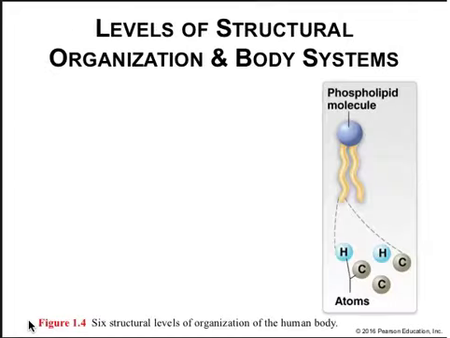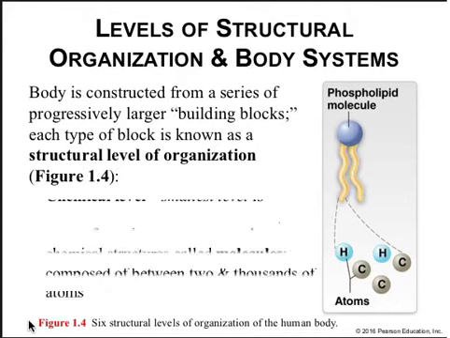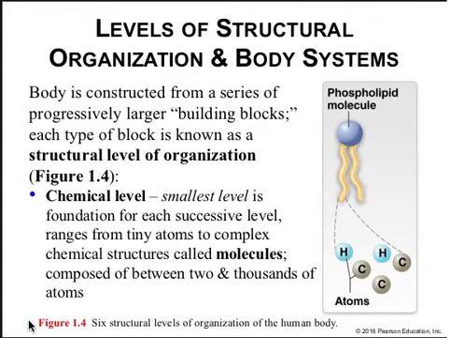The body is constructed from a series of progressively larger building blocks. Each type of block is known as a structural level of organization. At the chemical level, what we have are atoms that can combine to form molecules by generating chemical bonds that connect them to each other.